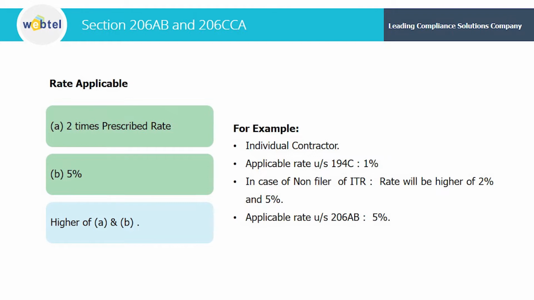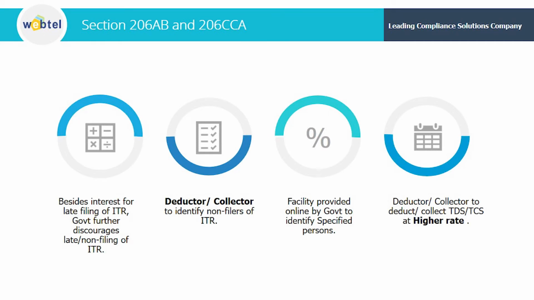So if we take an example of an individual contractor, in which case the applicable rate under section 194C is 1%. In the case of a non-filer of ITR, if this individual contractor has not filed his ITR, in that case the rate will be the higher of 2% and 5%. So the higher of the 2 is 5%. So in this case, if he has not filed ITR, you will have to deduct TDS at the rate of 5%.